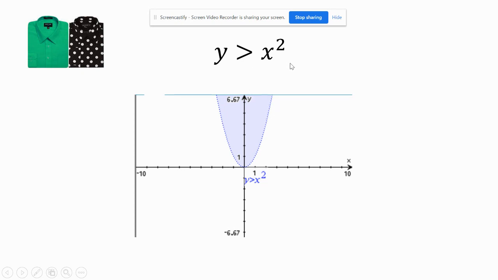Those are the four types of graph that you will see on our equations here. First off, solid or dotted. And then basically I'm either going to be shading above the line or below. Greater thans are going to be above, less thans below.